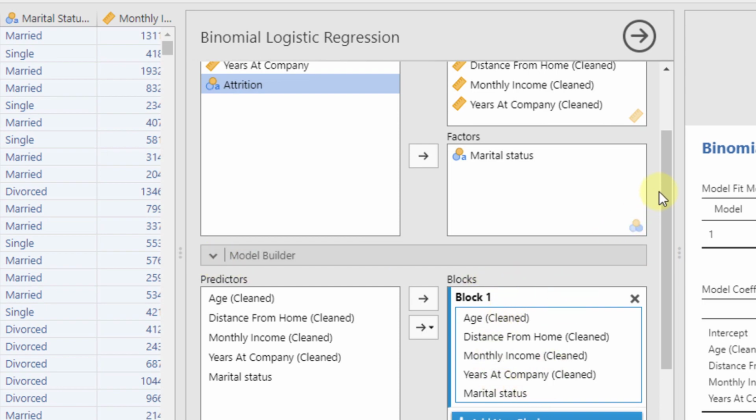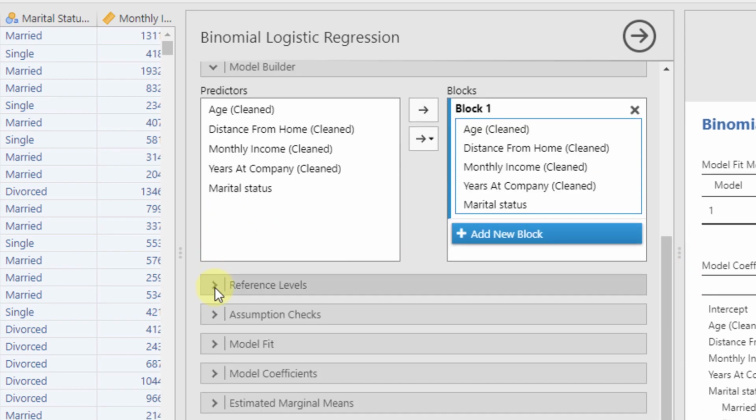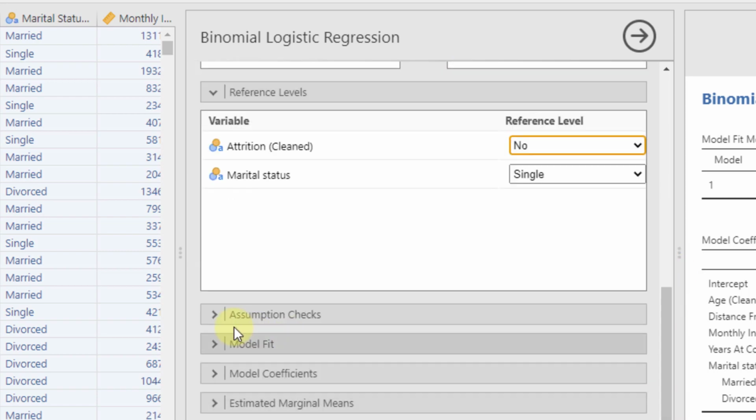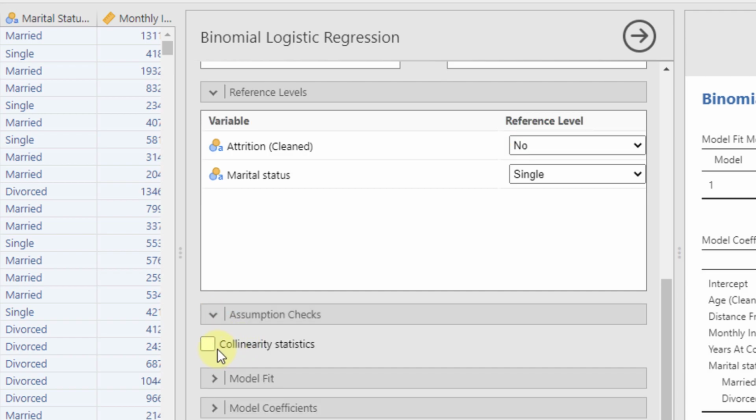Okay, all of them happen in one block. It's okay. Reference levels: for attrition I will take no attrition as my base or reference level, and marital status as single. Come down again, assumption checking, collinearity statistics, okay.